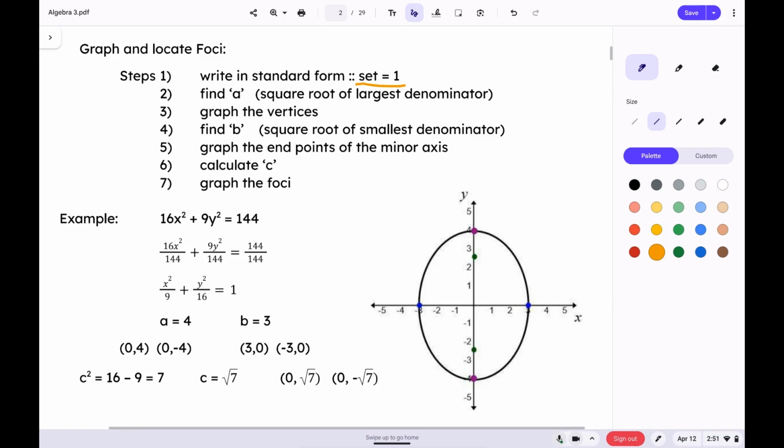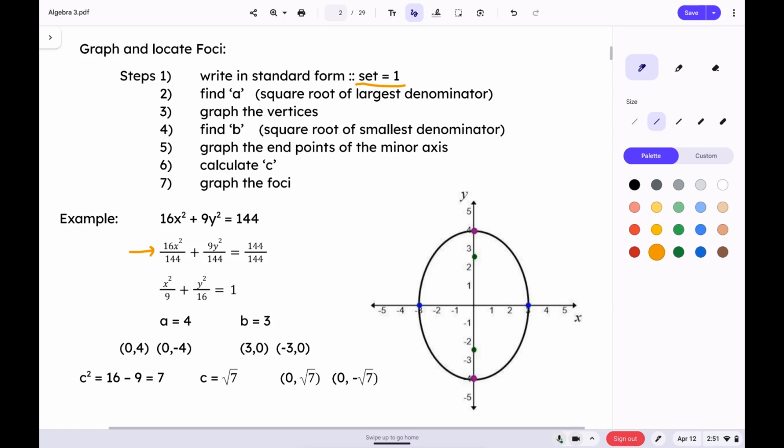This equation does not say that it's equal to 1, so we need to start there first. To get it to equal 1, I need to get rid of that 144. And so the best way to do that is just to divide everything by that 144. So you can see how they're doing that down here on this step. They're taking all the terms in the problem divided by 144.